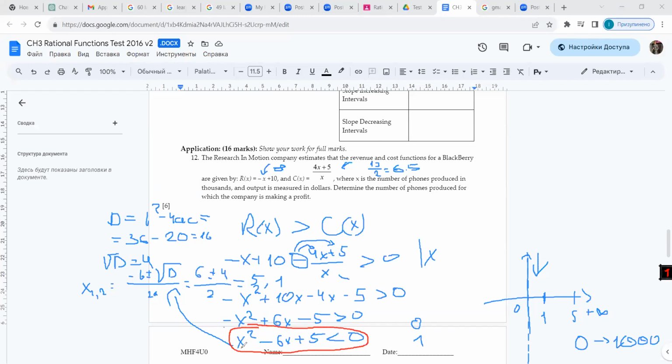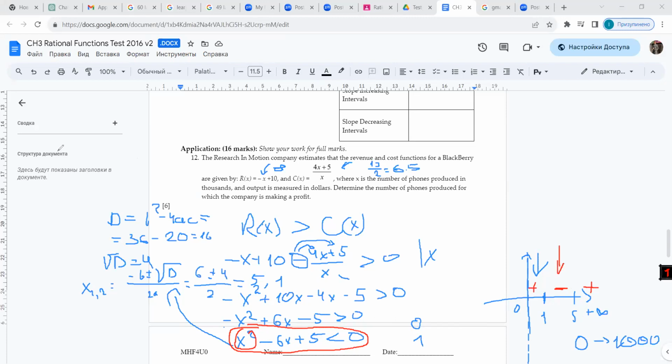In this one, 1 over 2 would give me 1 over 4 minus 3 plus 5, which is obviously positive. Then from 1 to 5, let's say I substitute 3, it's going to be 9 minus 18 plus 5. So it's going to be negative. And more than 5, let's say 6, is going to be 36 minus 36 plus 5, which is positive. You see? So my answer would be from 1 to 5,000 phones.